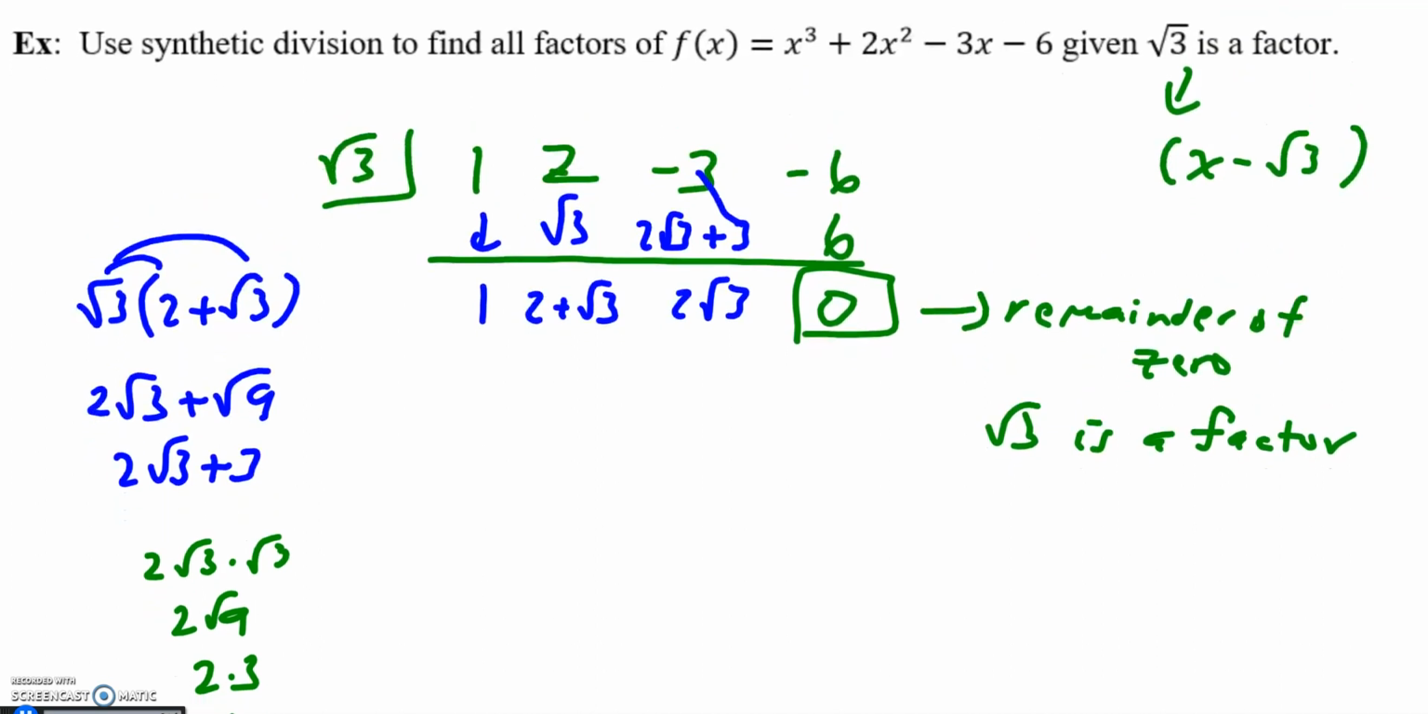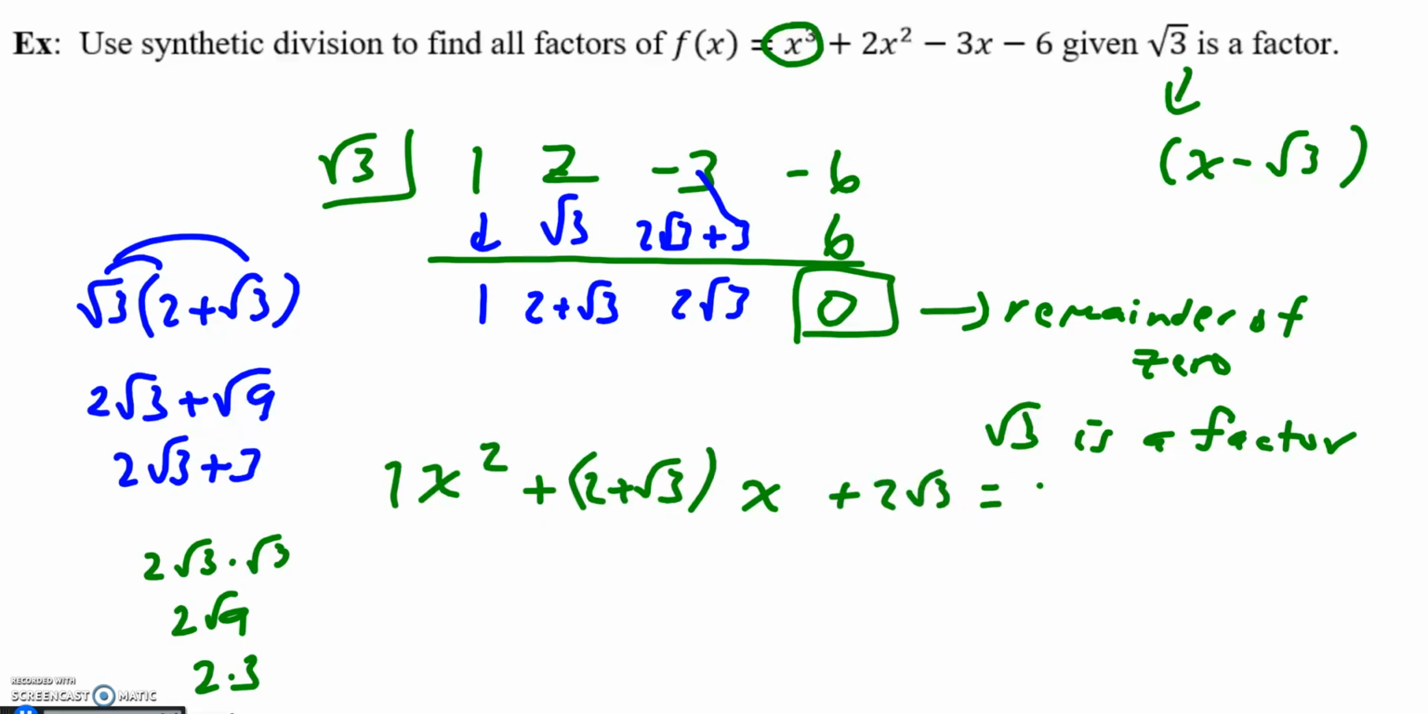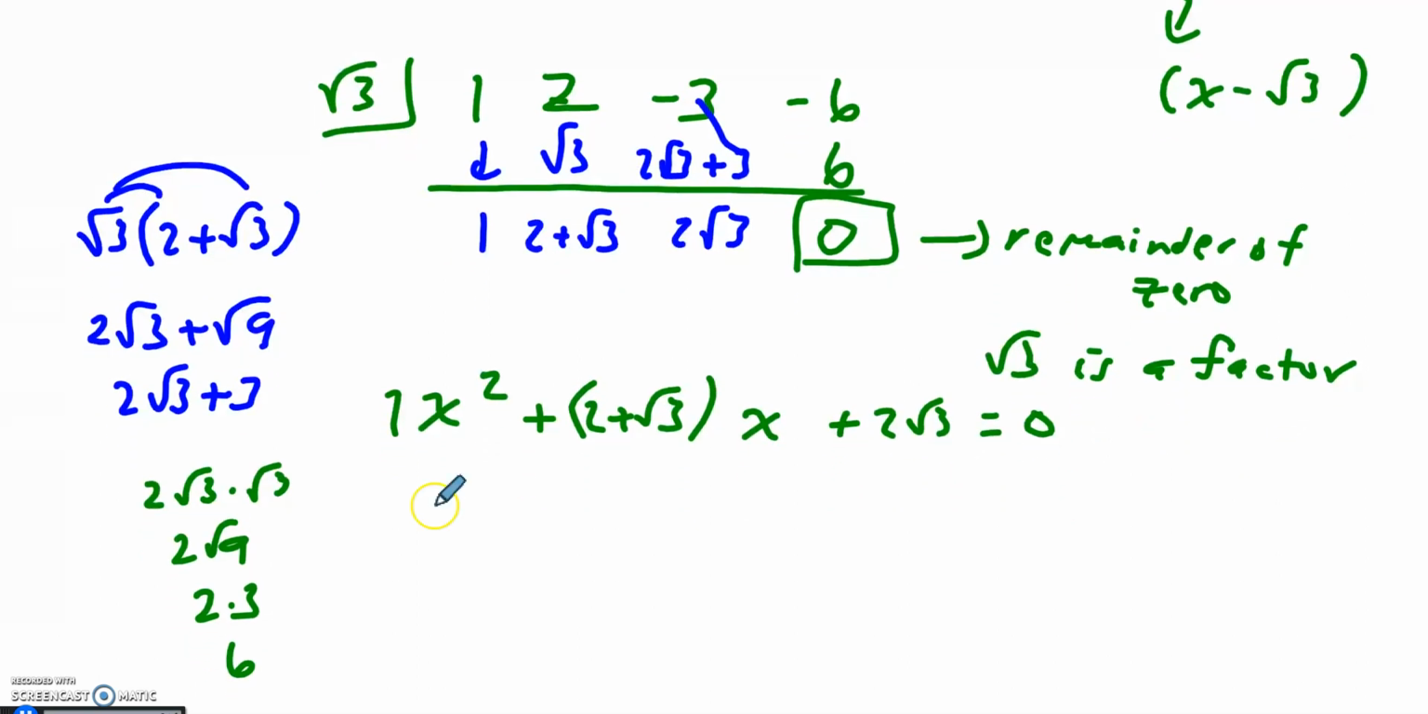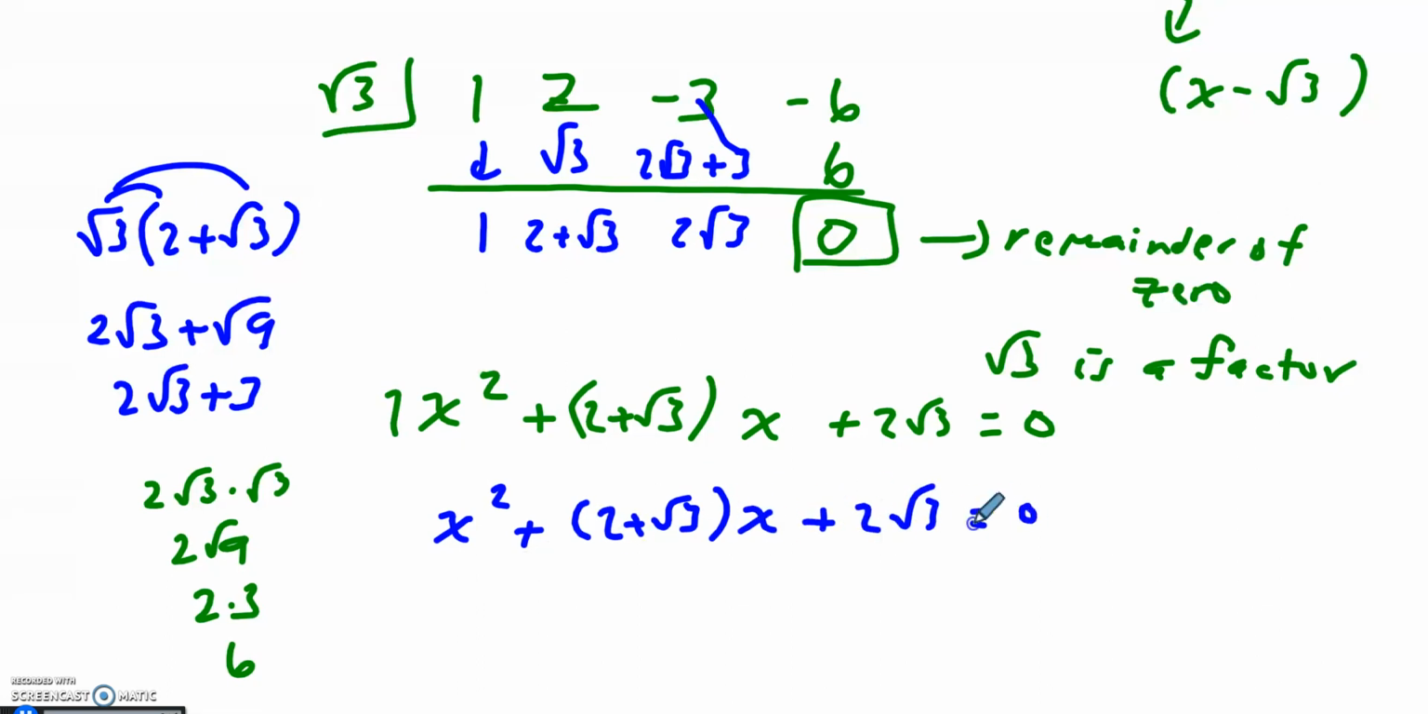But we want to find all other factors. We know that 1 is root 3, and what we're left with now is a quadratic. Again, we're given a cubic originally, so we're left with 1x squared plus 2 plus root 3 x plus 2 root 3 equals 0 if we want to find the remaining roots. Now, even though this question looks strange, I'm going to rewrite it a little bit more nicely. x squared plus (2 plus root 3)x plus 2 root 3 equals 0.